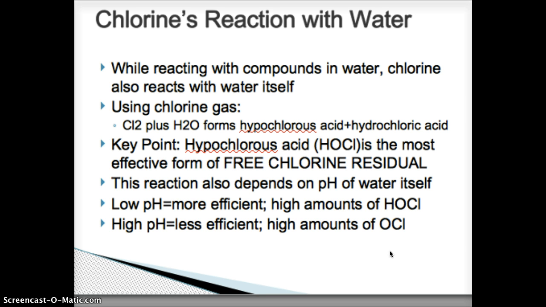The lower the pH, the more efficient it is. It produces high amounts of the chlorine residual, or the hypochlorous acid. With high pH, it's less efficient, and you'll have higher amounts of hydrochloric acid. So disinfection is more efficient at a low pH with large quantities of hypochlorous acid in the water, as I just said, than at a high pH where there are large quantities of hypochlorite ions in the water.